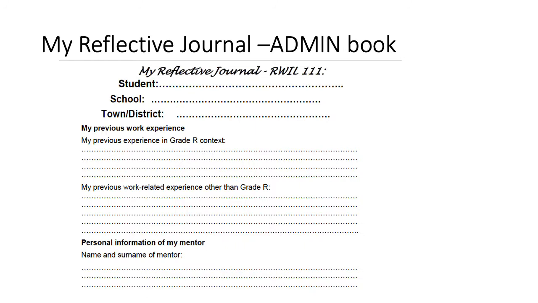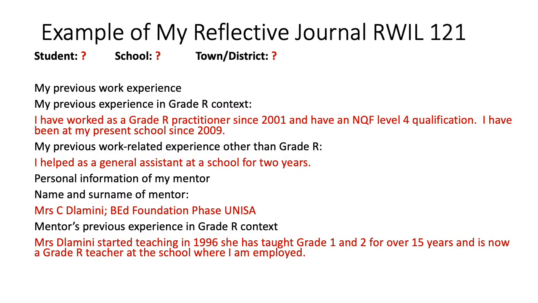You'll write about your previous experience, your previous work-related experience, and then also information about your mentor. So an example here, you'd put in your student, your school, and your town, your previous work experience. So there's an example. I worked as a grade R practitioner since 2001 and have an NQF level 4 qualification. I have been at my present school since 2009. So something on the lines of that. Then my previous work-related experience, I worked as a general assistant at the school for 2 years.